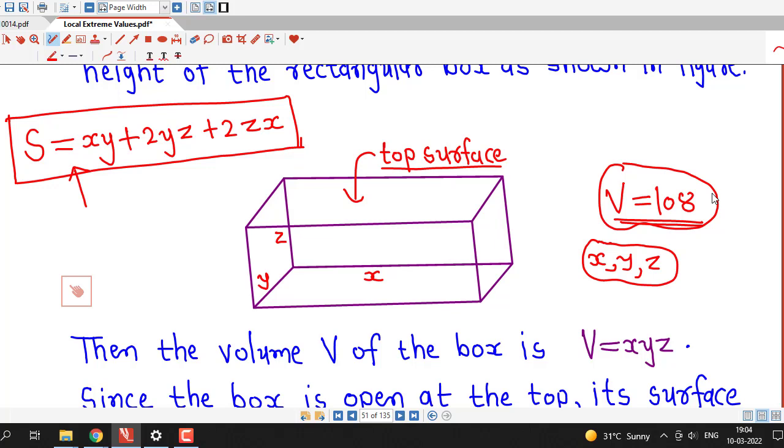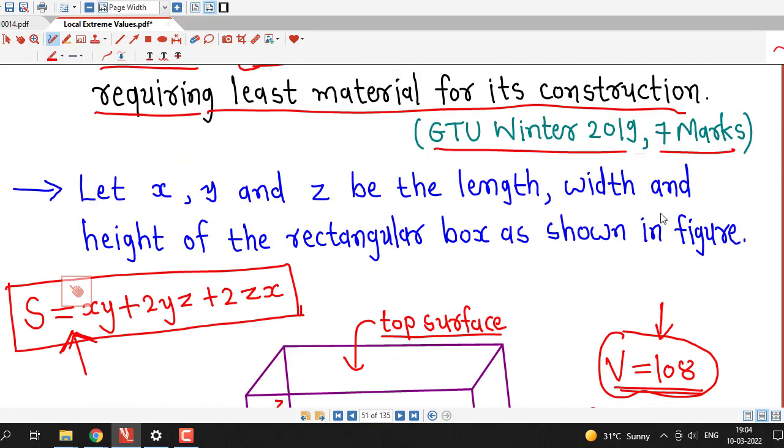So again here we have to construct a rectangular box whose volume is 108 cubic centimeter such that least material is required for the construction of this box. That means we have to consider the dimensions of this box in such a way that volume is 108 and surface area is minimum. We have to minimize surface area subject to this condition that volume is 108.